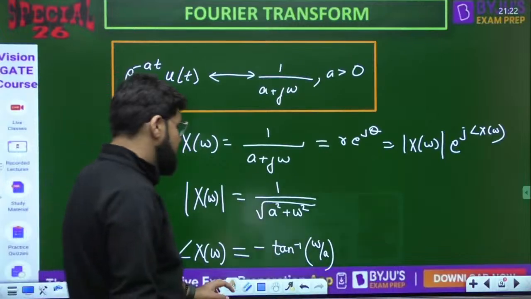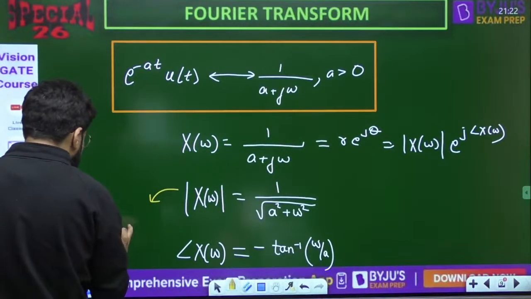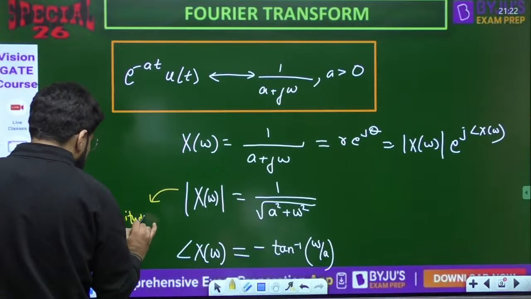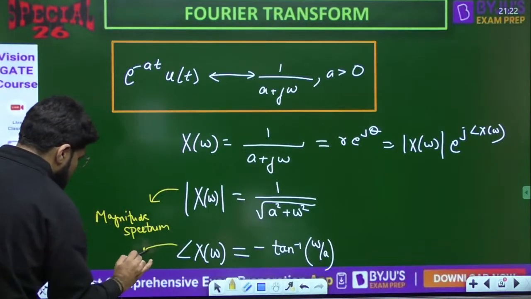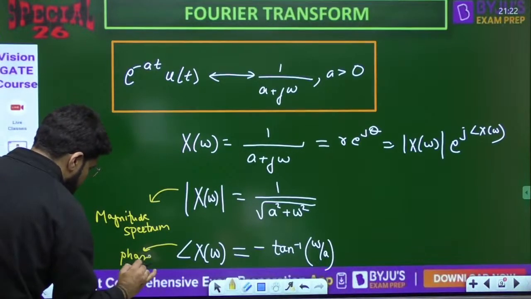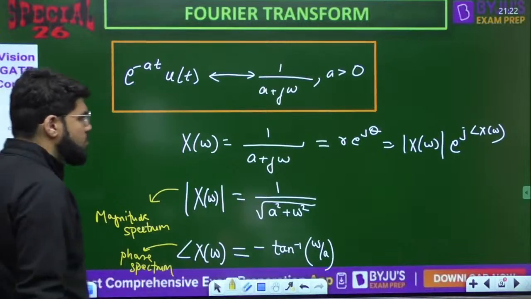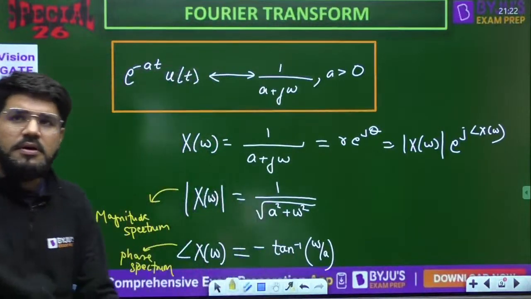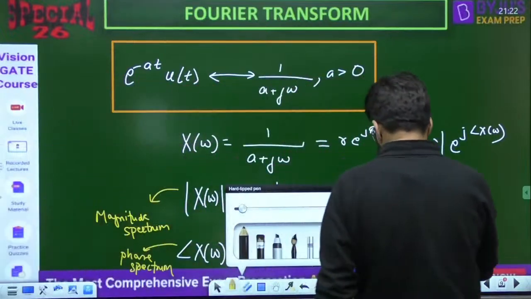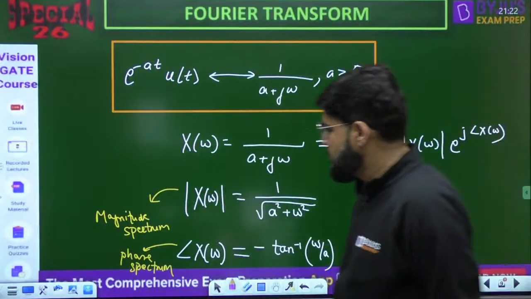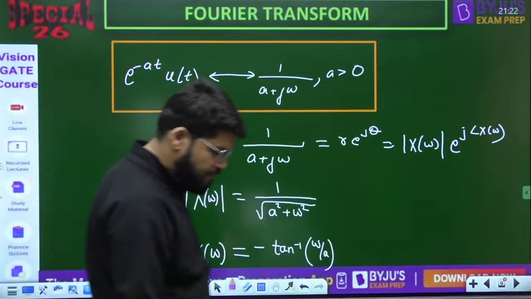So x omega, which is known as the Fourier transform or Fourier spectrum, out of which the magnitude part we also call the magnitude spectrum, and this is what is known as the phase spectrum. We have the magnitude spectrum and the phase spectrum: mod of x omega and the angle of x omega. ठीक है जी, magnitude spectrum and the phase spectrum. चलिए जी, this is what it is.